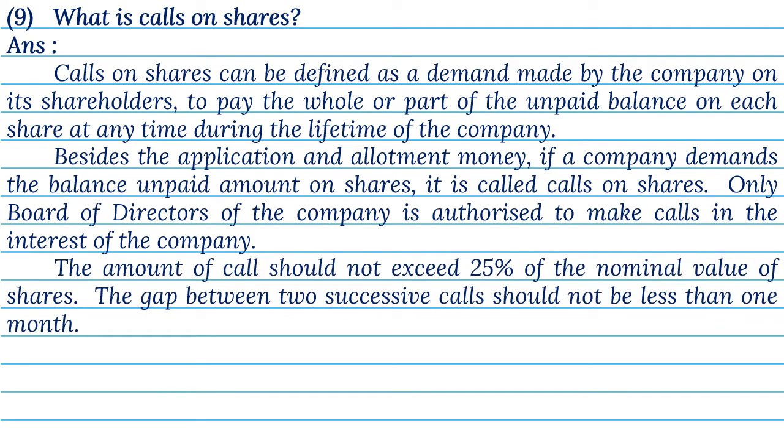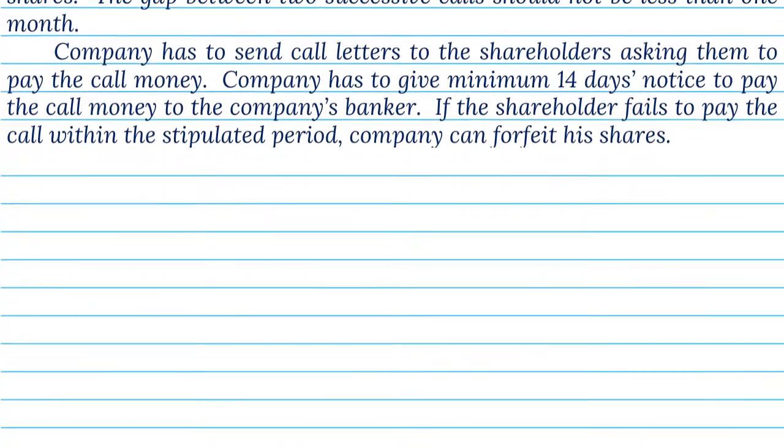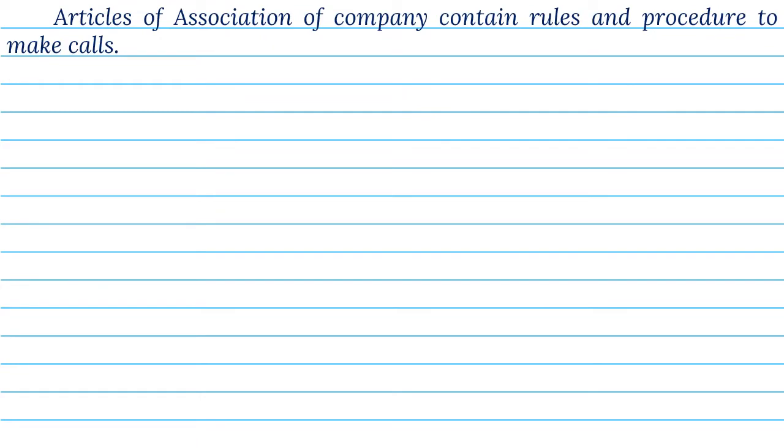The amount of call should not exceed 25% of the nominal value of shares. The gap between two successive calls should not be less than 1 month. Company has to send call letters to the shareholders asking them to pay the call money. Company has to give minimum 14 days notice to pay the call money to the company's banker. If the shareholder fails to pay the call within the stipulated period, company can forfeit his shares. Articles of Association of Company contain rules and procedure to make calls.